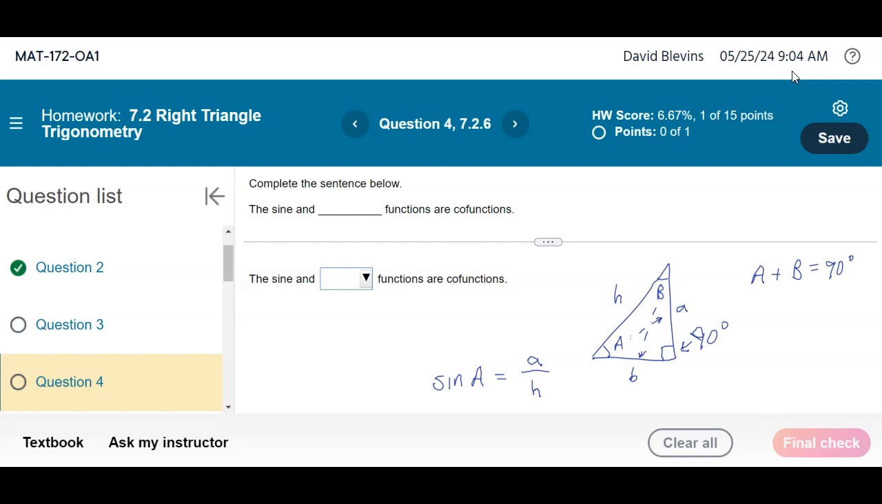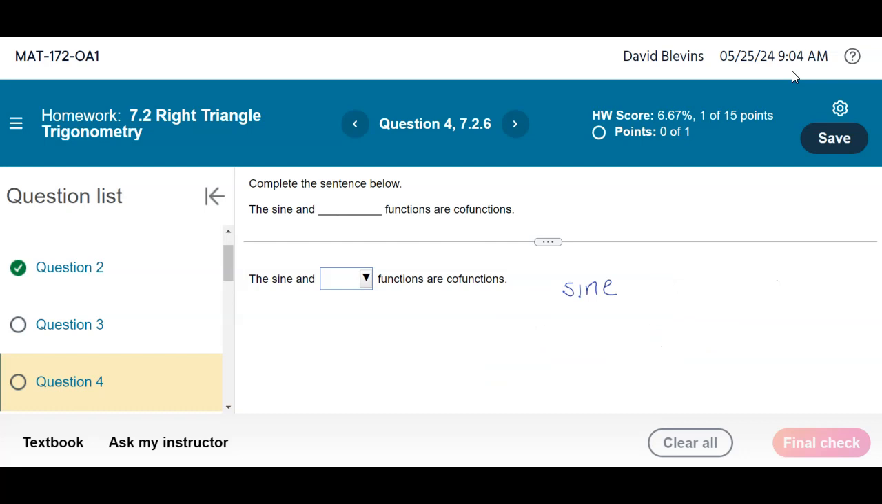And then cosine of an angle is the adjacent side, meaning it's the side that forms the angle with the hypotenuse. So there's the hypotenuse with angle B, and then there's the adjacent side. So the adjacent side is side a, divided by the hypotenuse, so a divided by H, which means these are the same. So the cosine of B, one angle in a right triangle that's not the right angle, is equal to the sine of the other angle in the right triangle. And that's what it means to be cofunctions.